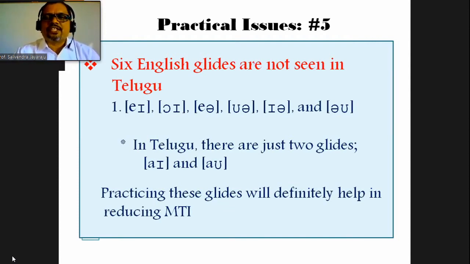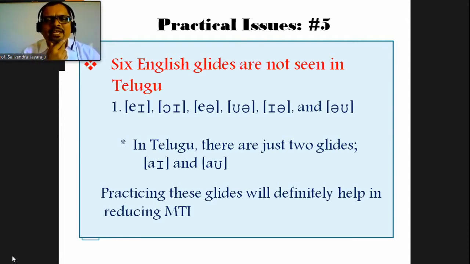Six English glides are not seen in Telugu. See, in Telugu we have two glides, for example, ai and au. Au is a long glide, you know. Ai and au, but English has got eight. So different: ei, ai, oi, ou, ia, ea, ua, au.